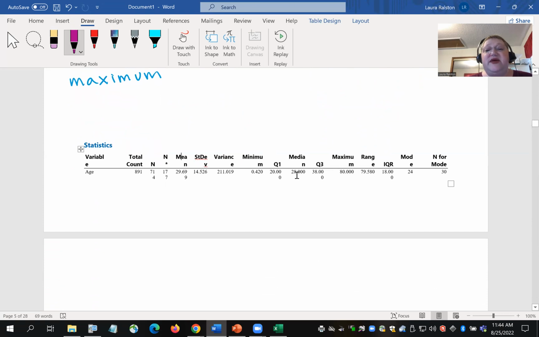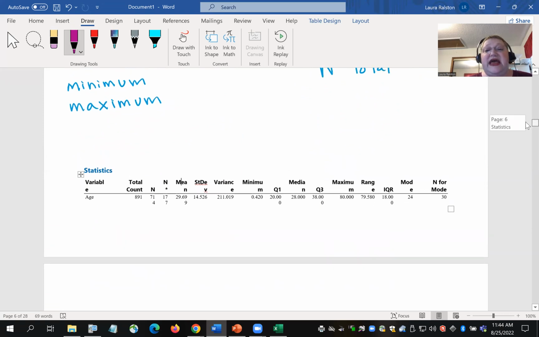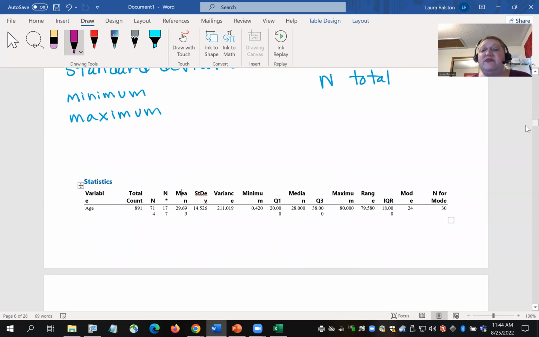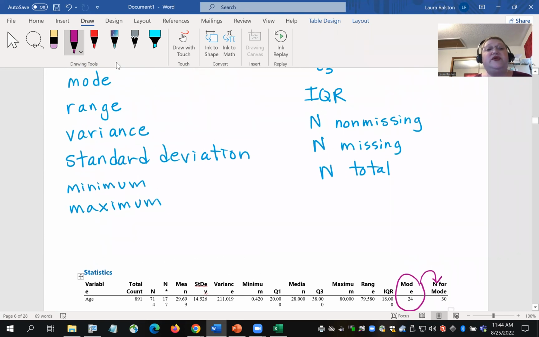Then, you just read the numbers off. The median was 28. You're just looking at the output, and you will match up the different values. Okay. The mode, I want to show you about the mode. The mode was 24, and MINITAB tells us that that value occurred 30 times, meaning there were 30 people on the Titanic, or that we know about, that were 24 years old. So my mode was 24.